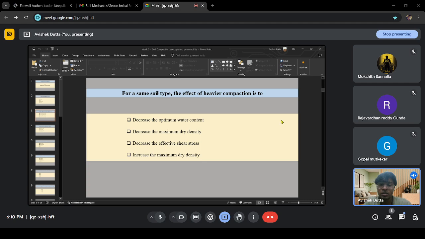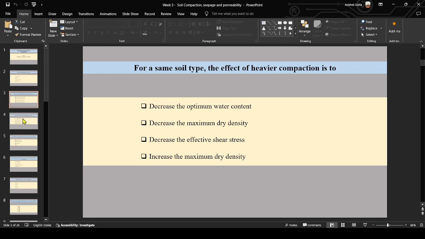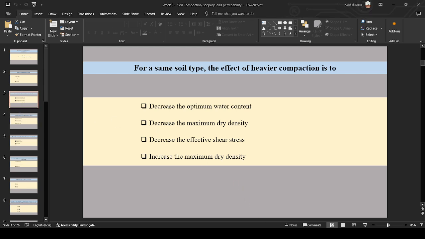I'll just repeat the question. For the same soil type, the effect of heavier compaction is to: decrease the optimum water content, decrease the maximum dry density, decrease the effective shear stress, or increase the maximum dry density. I hope the question was clear. I'll go to the next question.